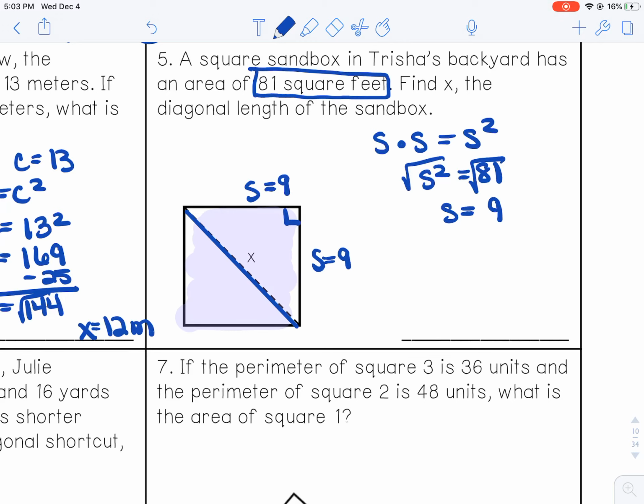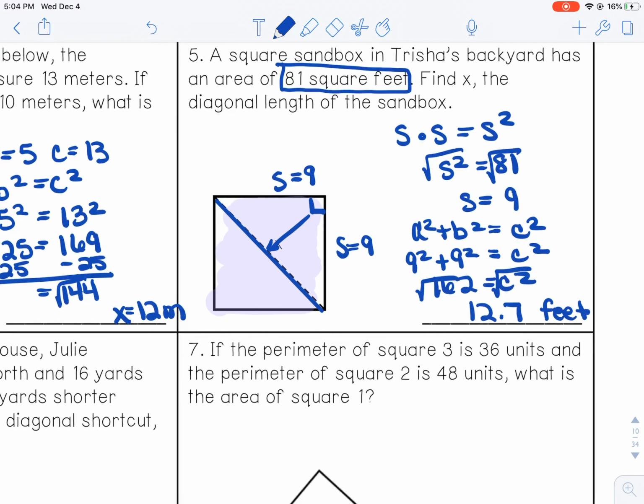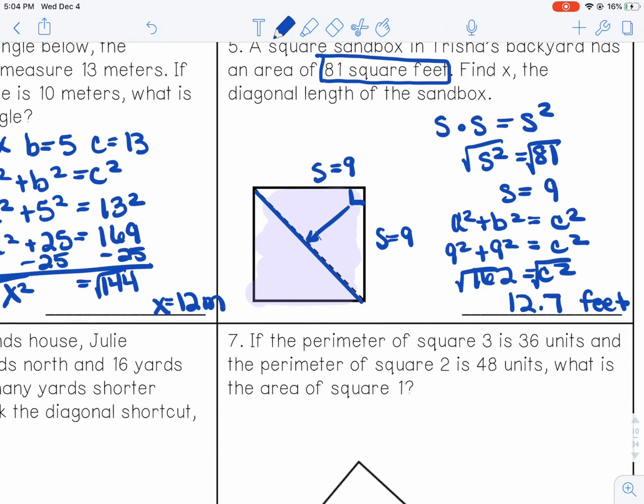So A squared, and then here's your right angle right here. And we're trying to find C again. So A squared plus B squared is equal to C squared. So we have 9 squared plus 9 squared is equal to C squared. Let me go ahead and calculate that out. It is 162 equals C squared, and the square root of 162 is approximately 12.7 feet. Okay, moving on to the next one. And if I'm going too fast and you need to pause the video, you can pause the video.